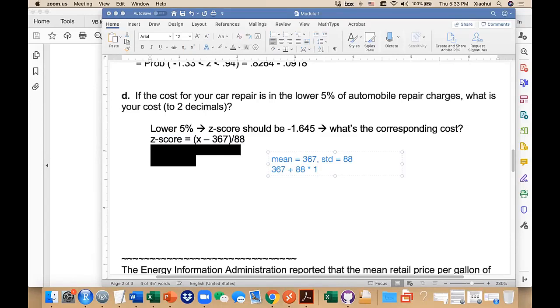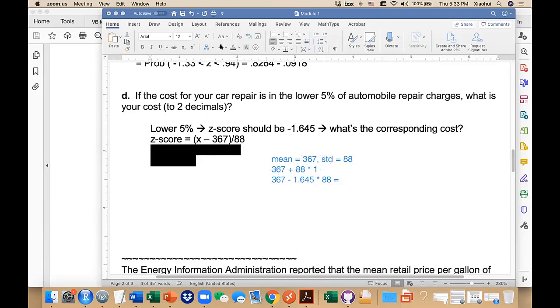But that's not the problem we have here. The problem we have here is minus 1.645 standard deviations. So that means I am actually 1.645 standard deviations below the mean. So I should use the mean, subtract 1.645 multiplied by 88. Is this part clear? So you want to use the mean, subtract 1.645 times 88. And if you do this, you should be able to figure out what the actual observation is.